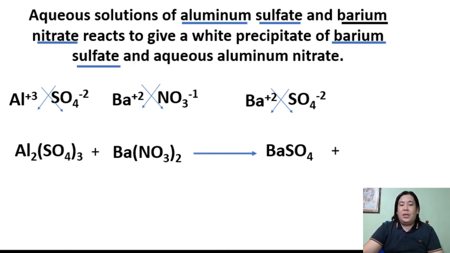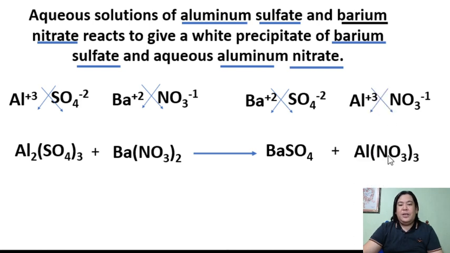Aqueous aluminum nitrate. The symbol for aluminum ion is Al positive 3, and then nitrate is NO3 negative 1. And you crisscross, and this is the final formula for aluminum nitrate.